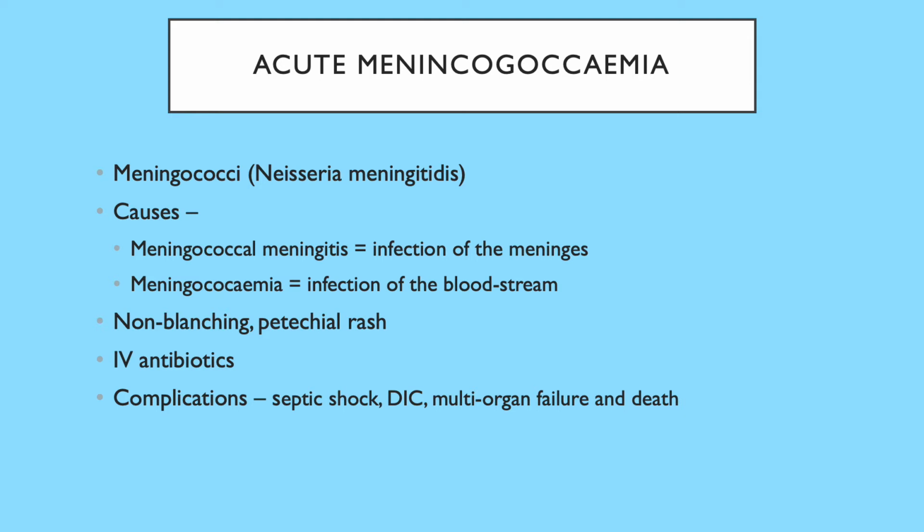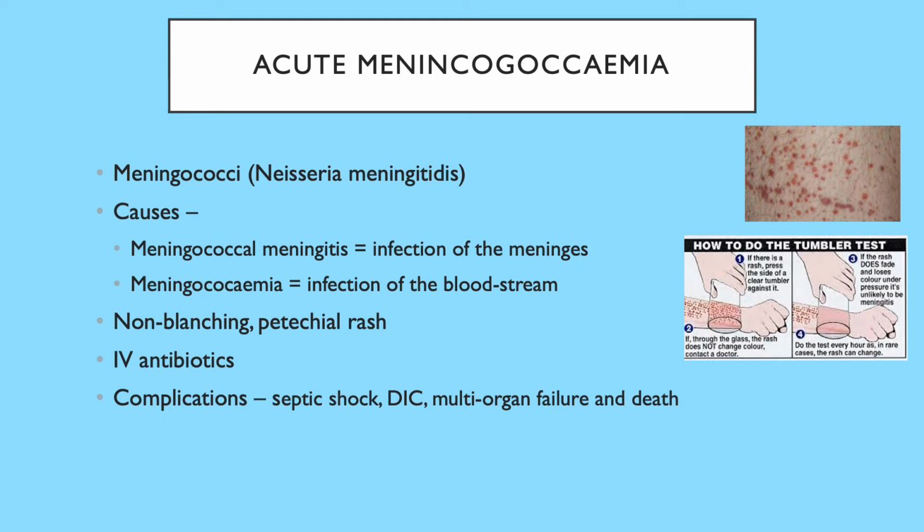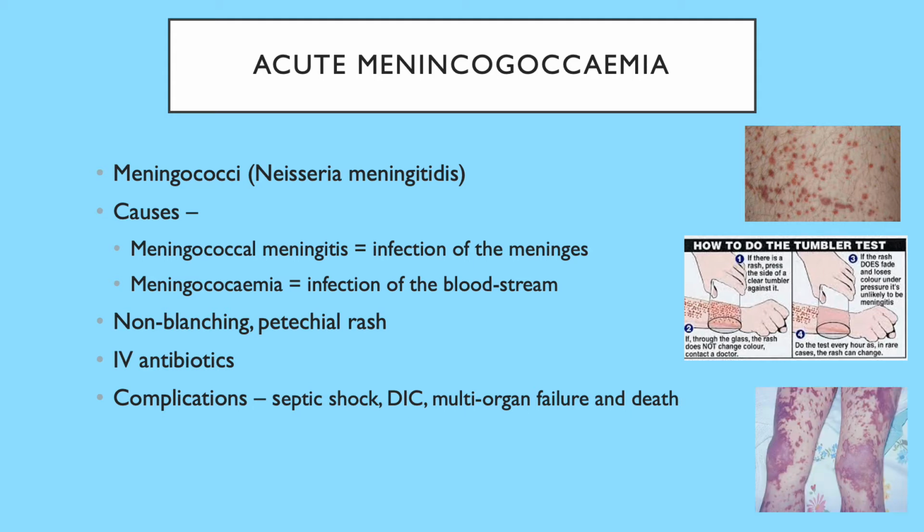Meningococcemia causes a meningococcal rash. It is classically a non-blanching petechial rash which develops because bacterial toxins damage blood vessels to cause leakage. The rash may progress, leading to larger bruising or ecchymoses and tissue necrosis. Intravenous antibiotics must be administered as soon as possible. Complications can be severe, including septic shock, DIC, multi-organ failure and death.